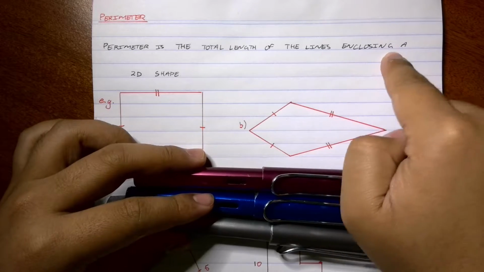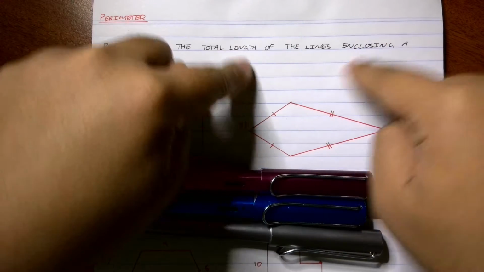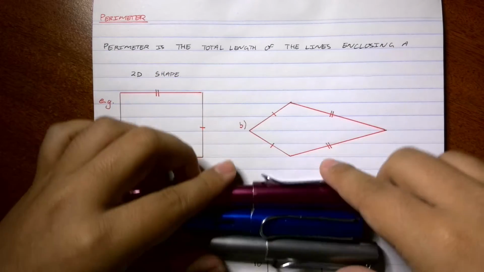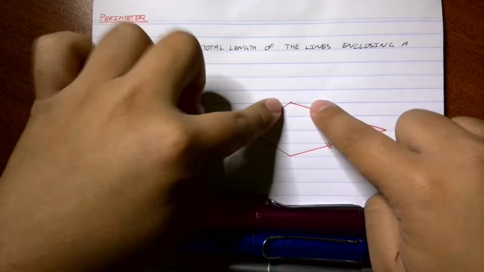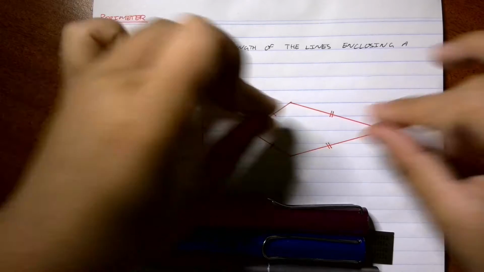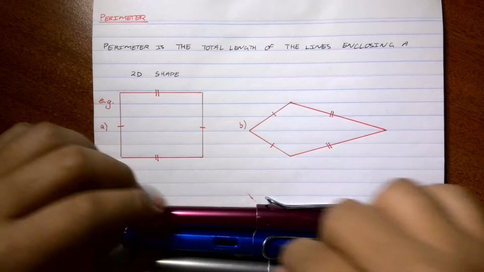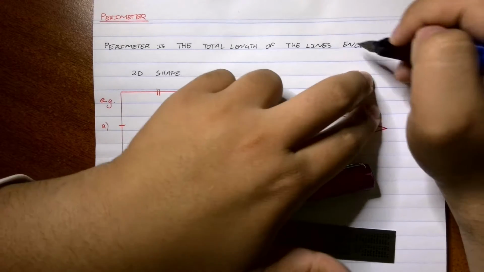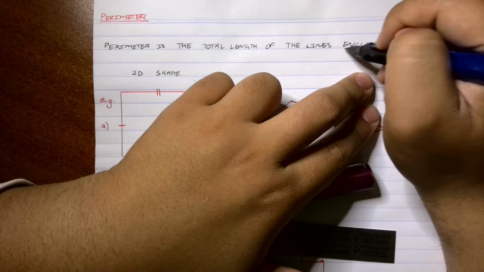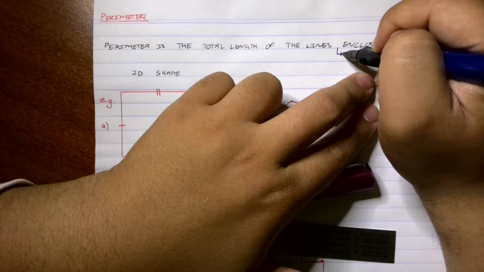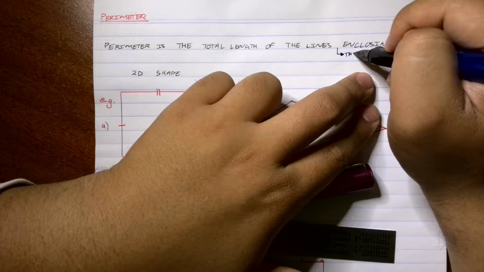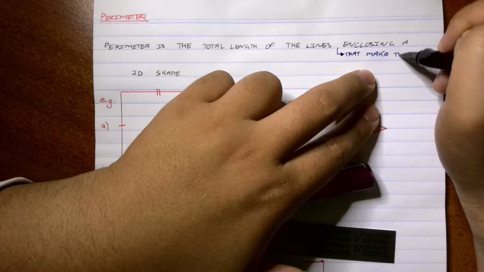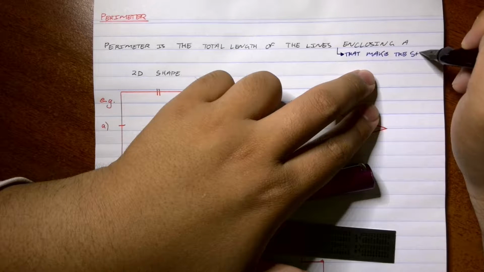And the meaning of enclosing, by the way, is if I draw a shape, the lines that make that shape. So there's a shape that exists here. These lines enclose that shape. Another way you can think of it, instead of enclosing, is the lines that make the shape.